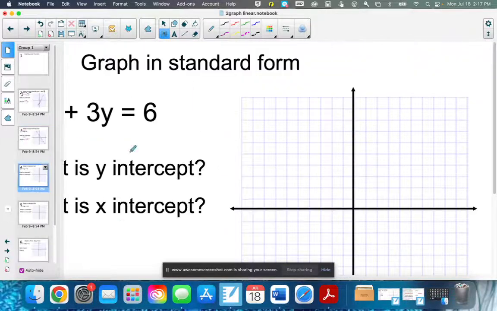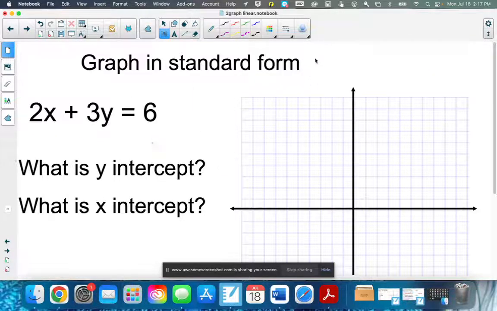The next form is called standard form. And standard form looks like this: Ax plus By equals C. Okay, this is actually pretty easy. We're not going to be pulling the slope. You can, but we're not going to. And you don't have to rewrite this like you did with the literal equations. You don't have to rewrite this to get the y by itself. It's not needed. Now, again, you can get the slope. There's a very easy way to get it.